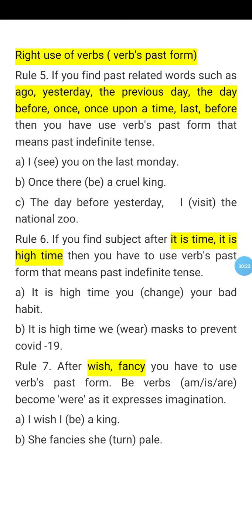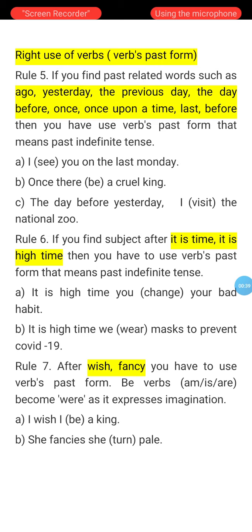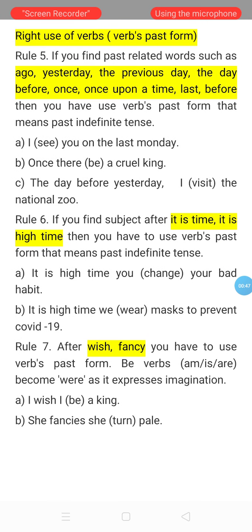If you find past related words such as ago, yesterday, the previous day, the day before, once upon a time, last, before, then you have to use verb's past form, that means past indefinite tense. Examples: A. I see you on the last Monday. Here you notice the verb see, and which form will be chosen here? We know saw is the past form of see, so you have to write saw.